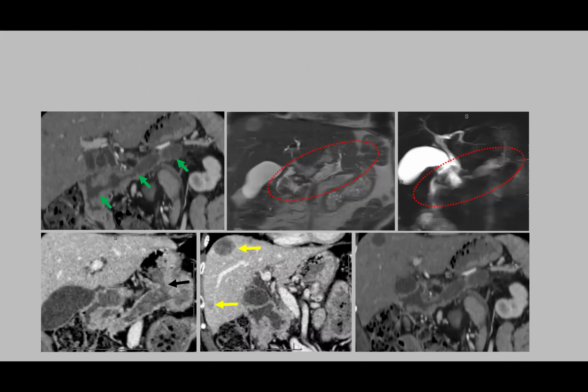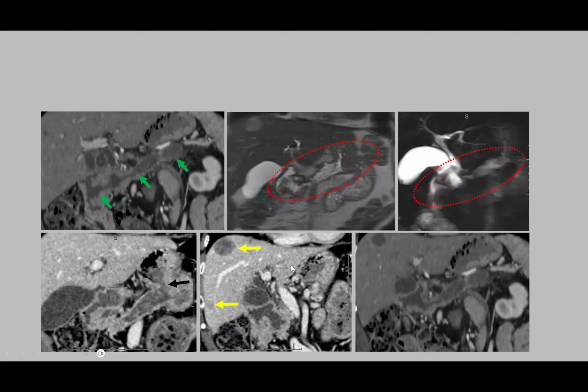Another very interesting case of a main duct IPMN. This patient had, at presentation, diffuse marked dilation of the main pancreatic duct. You can see that the duct is dilated, but also that there is contour irregularity along the inner aspect of the duct because of all of these enhancing nodular components. In addition, this patient also had hypoenhancing metastasis. So this is a main duct IPMN with an underlying malignancy at diagnosis and also metastasis, unfortunately.